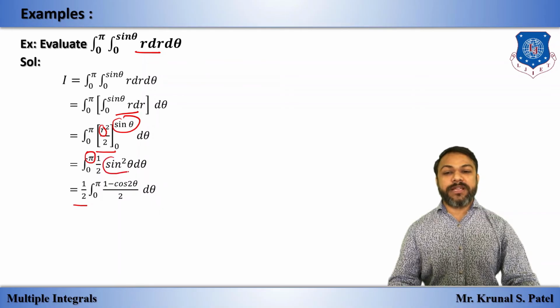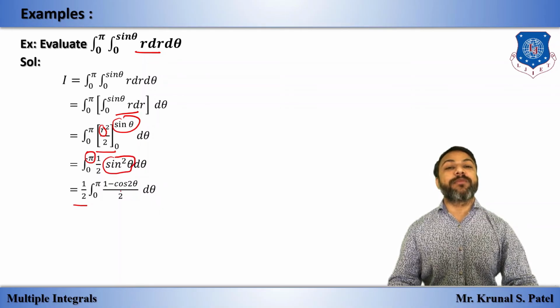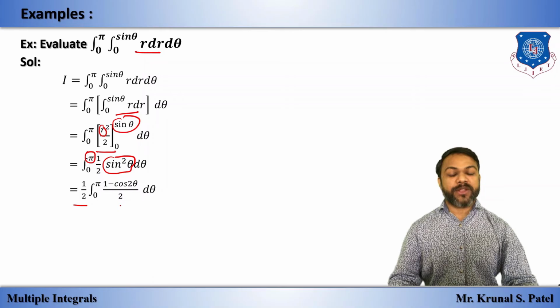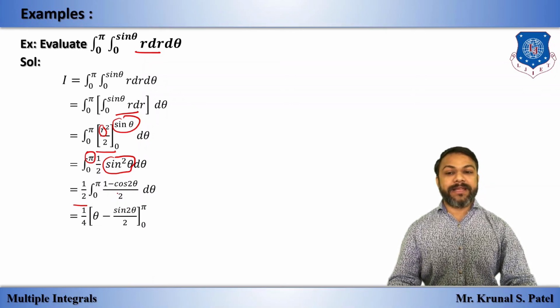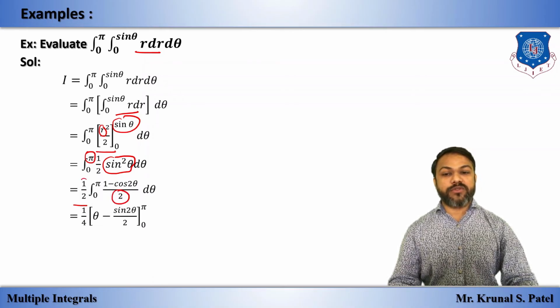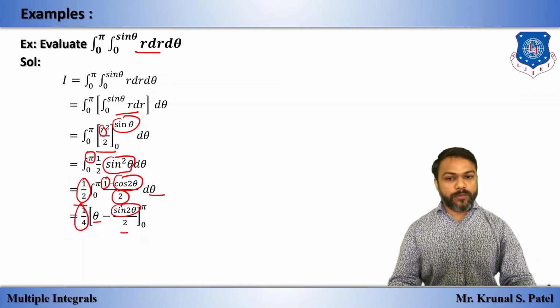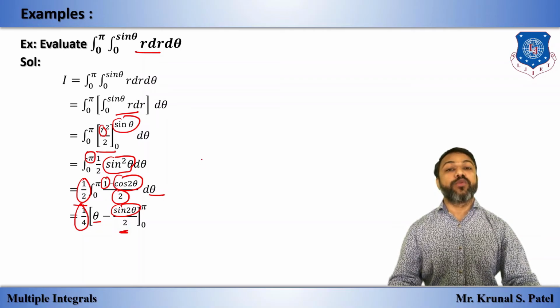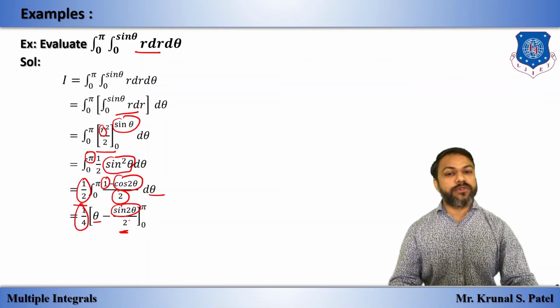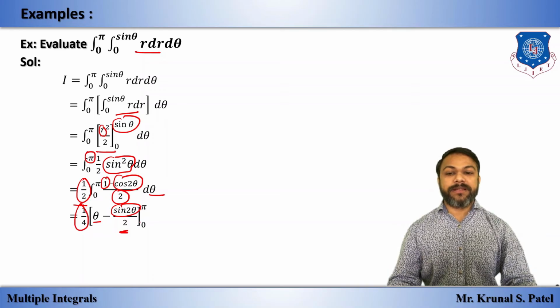So we will use the trigonometry formula of sin squared theta equals (1 minus cos 2 theta) by 2, and integrate. We take 2 outside, so 1 by 2 into 2 gives 1 by 4. The integration of 1 with respect to theta is theta, and the integration of cos 2 theta is sin 2 theta by 2, because as per the rule of integration, the coefficient of theta goes to the denominator. The limits are 0 to pi.